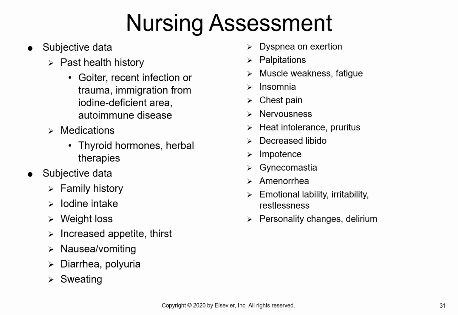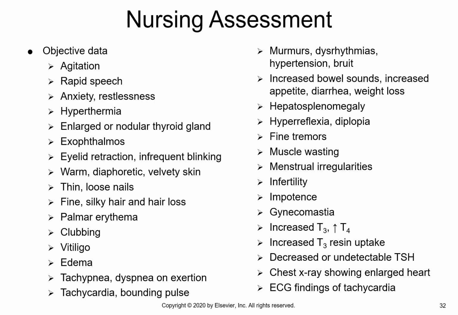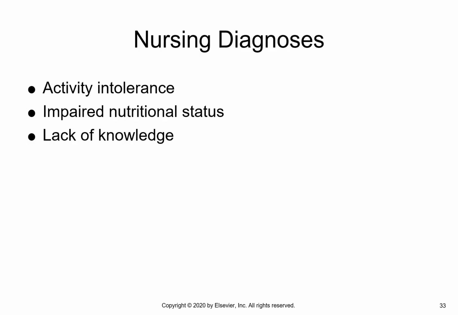Your nursing assessment. If you look in your book, subjective and objective data should be obtained for a person with hyperthyroidism, and this is outlined in table 49.10. Nursing diagnosis. Nursing diagnoses for the patient with hyperthyroidism include activity intolerance and impaired nutritional status. Additional information on nursing diagnoses and interventions is presented in your e-nursing care plan online through your textbook for the patient with hyperthyroidism.